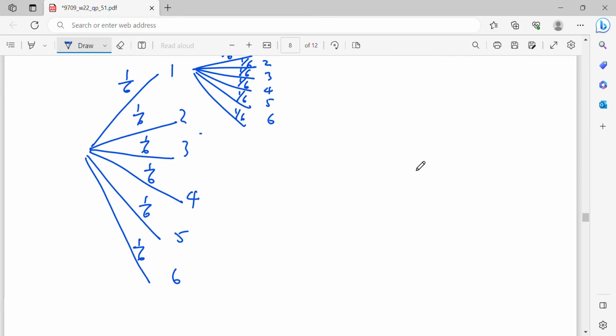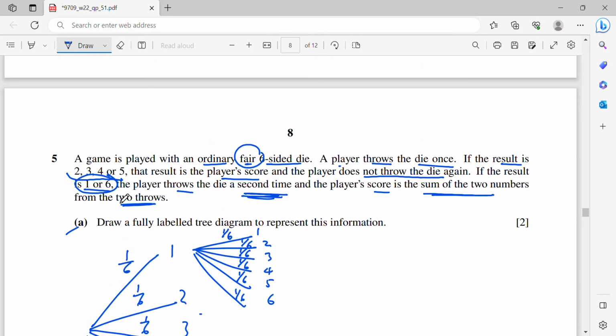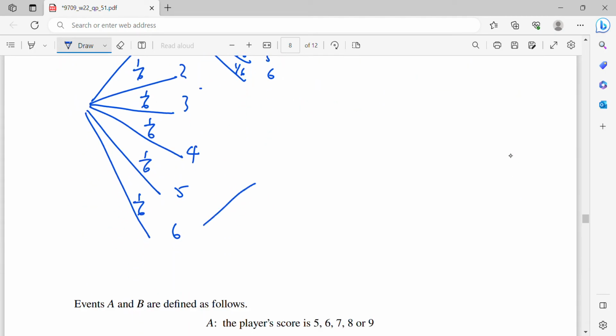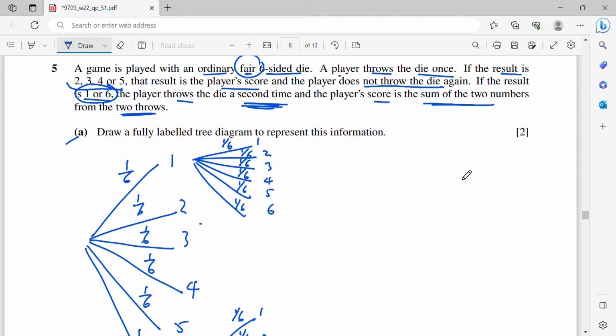Alright. And then when the player gets 6, he has to throw for the second time. 1, 2, 3, 4, 5, 6. So again, the probability here is 1 over 6 for each. Alright, so that's all for the tree diagram.